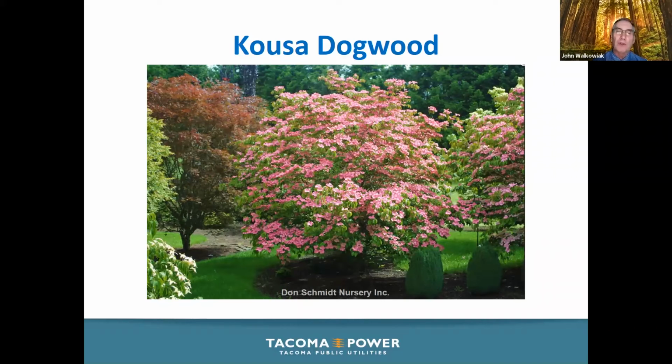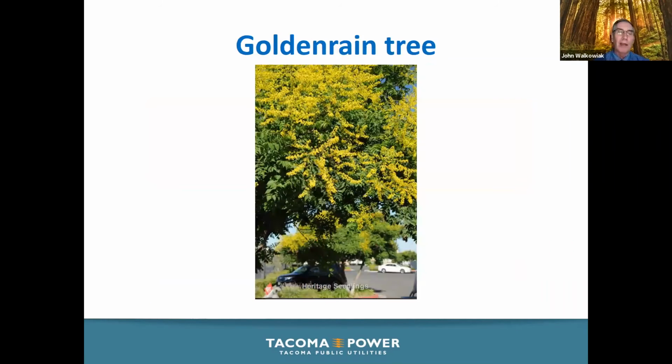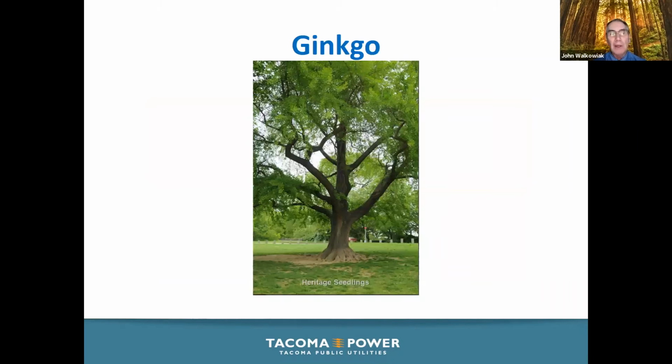The Goldenrain tree, and these are very common in our community, has little paper lanterns almost on them, yellow flowers, and it's a very well-grown tree with nice shade values. The Ginkgo. The Ginkgo is one of the oldest known living things in the world.